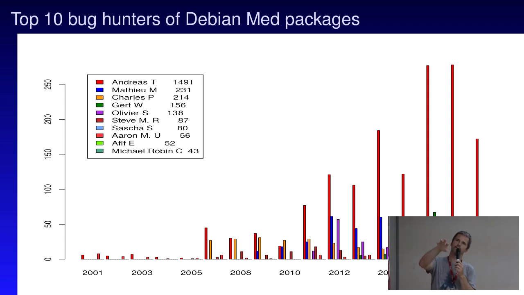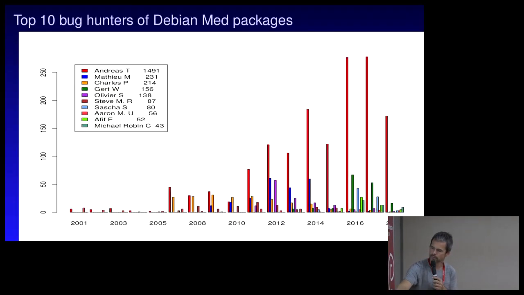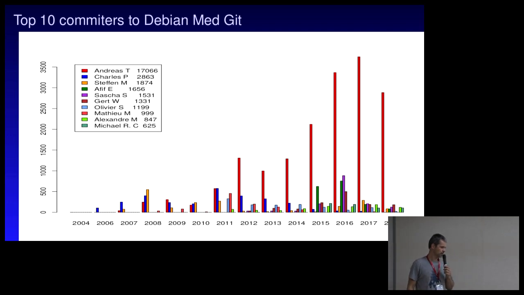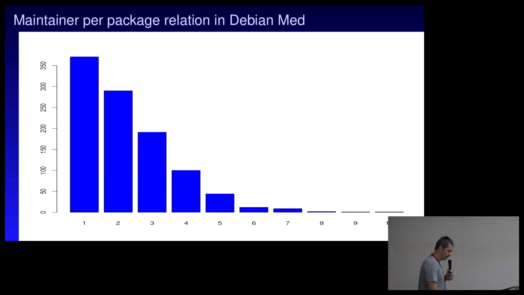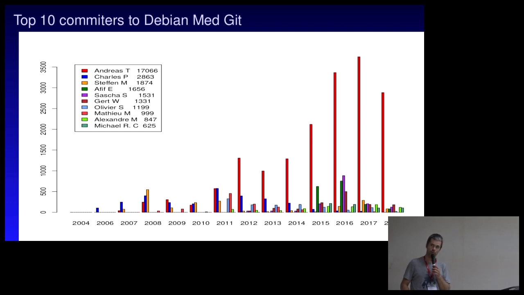There are some people who left the project. For instance, Charles Plessy, who was in the beginning very active, the yellow one, became less active. It depends on his work and what time he can spend on Debian Med. And this is what people are committing to the Debian Med Git, now on Salsa. You see also there are at least 10 people who are making quite regular contributions. And now, before I come to this graph, I want to explain this 2011, or since 2011, the way more activity.